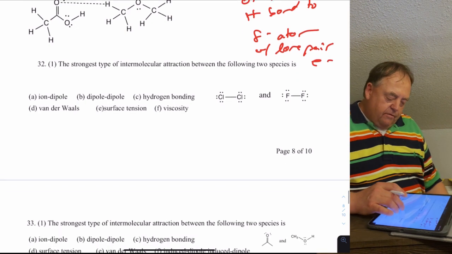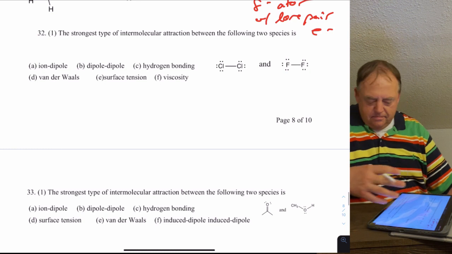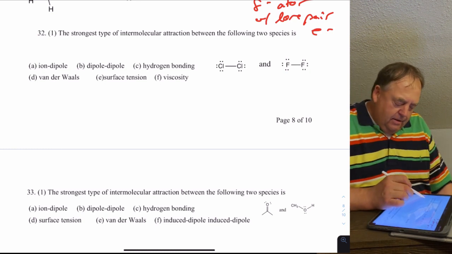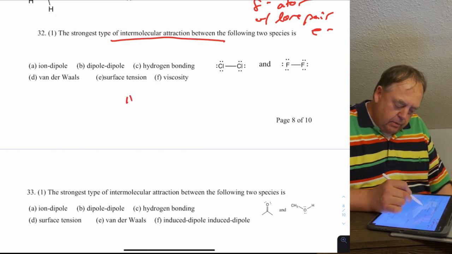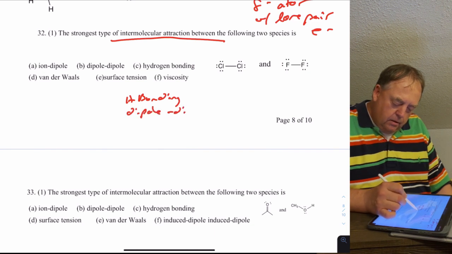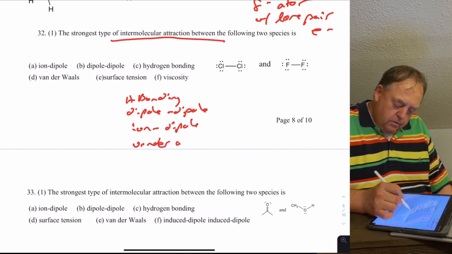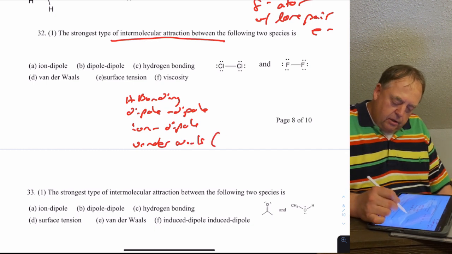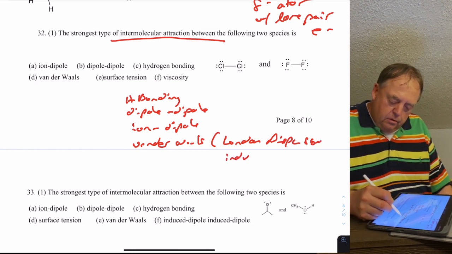Okay, so for the next set of questions, and I know for you they were scrambled, but on the test they're all in a logical order here to me. So you're looking for intermolecular attractions. So there's hydrogen bonding, there's dipole-dipole, and there's ion dipole, and there's van der Waals, which is the same thing as London dispersion forces, which is the same thing as induced dipole.